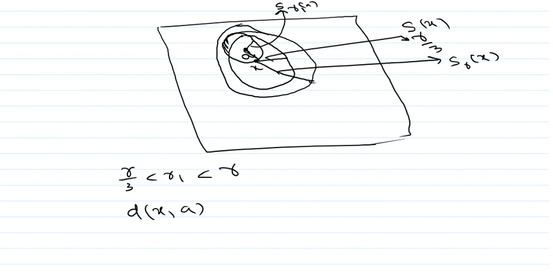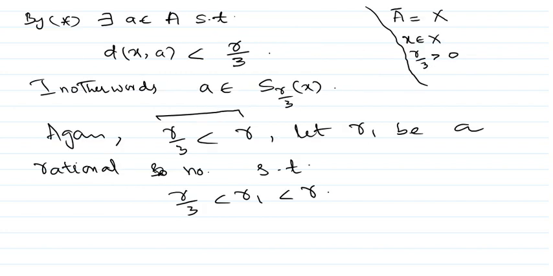This is the rational number we chose, okay. So maybe I wrote this wrong here. The rational number we chose is here, 2r by 3. r by 3 is less than 2r by 3, and r1 is a rational number you chose which lies between these two real numbers.